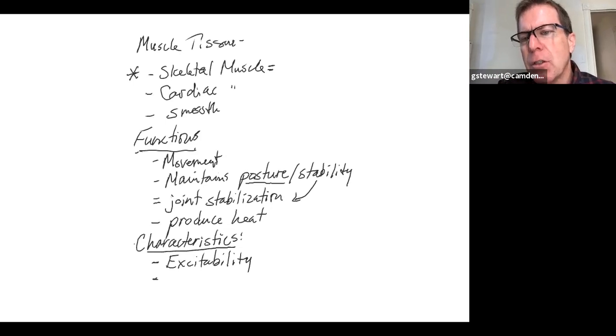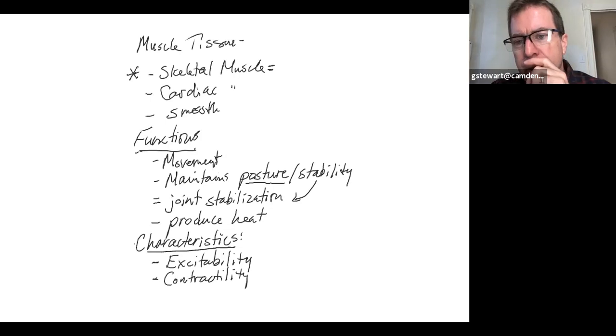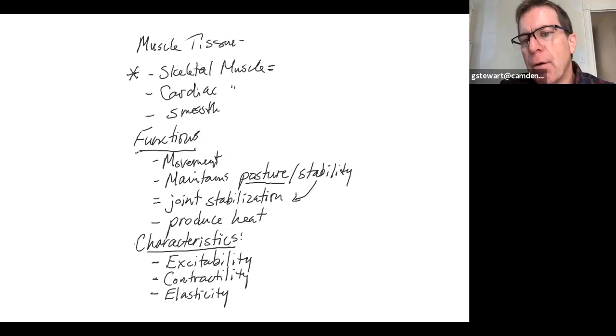These cells also have contractility. That just means, like the word says, the ability to contract or shorten. And that usually produces tension, gives the ability to move something. There's also something called elasticity, which means their ability to recoil once they are stretched. They're also, I'm just going to write stretchability.